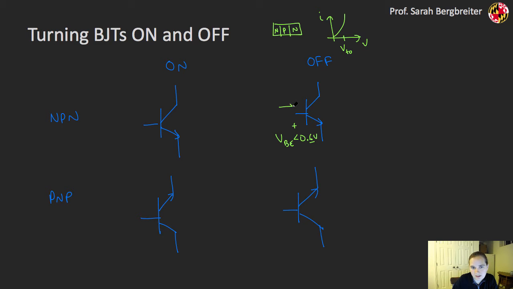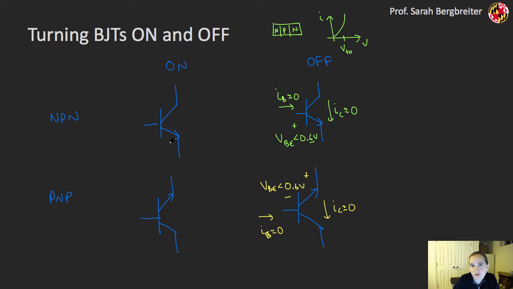And so if that's the case, then my IB will be approximately 0 and my IC will be approximately 0. It won't be exactly 0 necessarily, but it'll be pretty close. I'm effectively not getting any current gain in this device. The same thing holds for the PNP transistor, but in this case, my VBE is defined from the emitter to the base. But still, I'm looking at a VBE less than 0.6 volts, which means that my IB is approximately 0, and my IC is approximately 0.